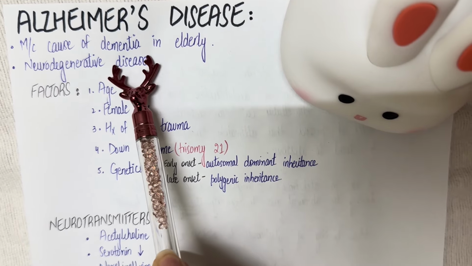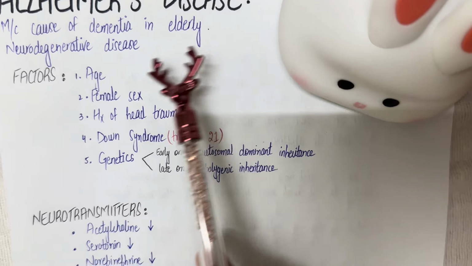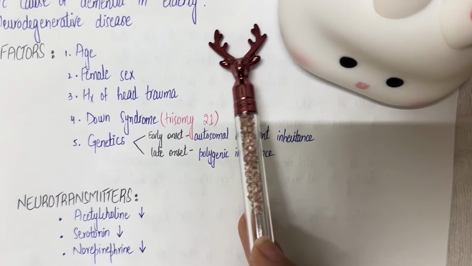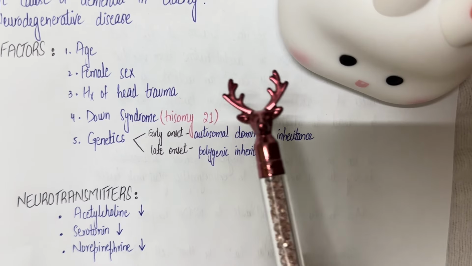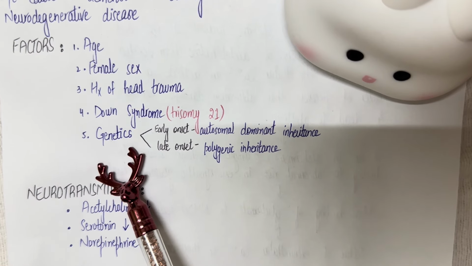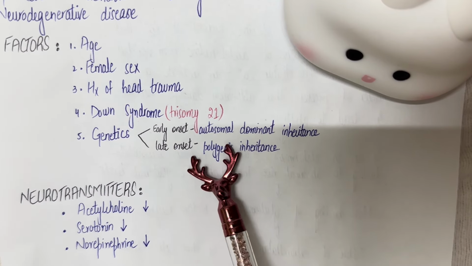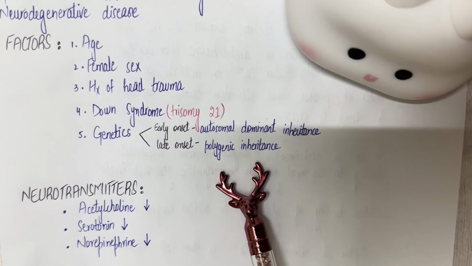It is the most common cause of dementia in elderly and it is a neurodegenerative disease. The risk factors that cause Alzheimer's are age, female sex, history of head trauma, Down syndrome that is trisomy 21 and genetics. If it's early onset Alzheimer's, it's autosomal dominant inheritance, and if it's late onset Alzheimer's, it's polygenic inheritance.